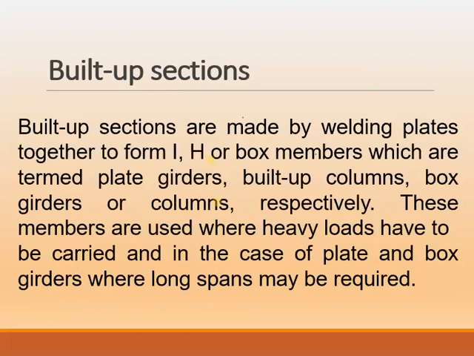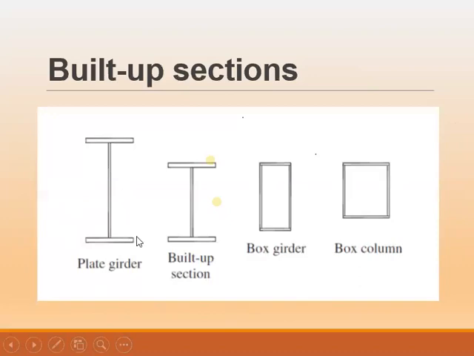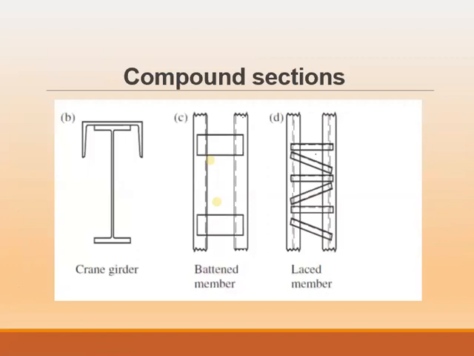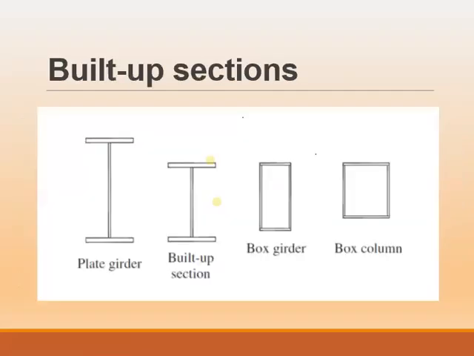Then we have the built-up sections. So this one, we can see here. You will find that you have a very big load that is required to be resisted by maybe a beam, but you don't have a standard beam that is manufactured in a factory, or there is no possibility of using compound sections. Now, what can we do? What we do is you find the plates. These are steel plates, you see? You take the steel plates, then you weld them together to form a beam or a column or a box section.